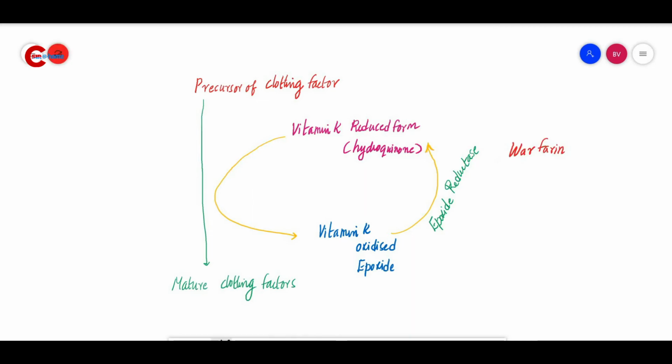Two anticoagulants, that is warfarin and dicoumarol. Warfarin and dicoumarol both inhibit this vitamin K epoxide reductase. This is very important, okay? Warfarin and dicoumarol are anticoagulants. Warfarin and dicoumarol inhibit epoxide reductase.